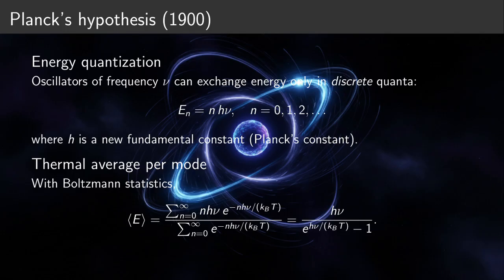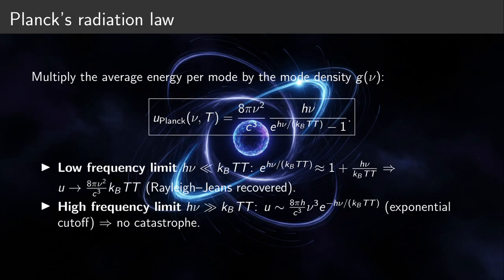Planck's hypothesis. In 1900, Max Planck proposed a radical idea. Energy is not continuous. It is exchanged in discrete packets, or quanta. The energy of each quantum is proportional to frequency: E equals h times nu. Here, h is a new fundamental constant, now known as the Planck constant. Using this idea, Planck calculated the average energy per mode using statistical mechanics. The result introduces an exponential factor that changes everything.